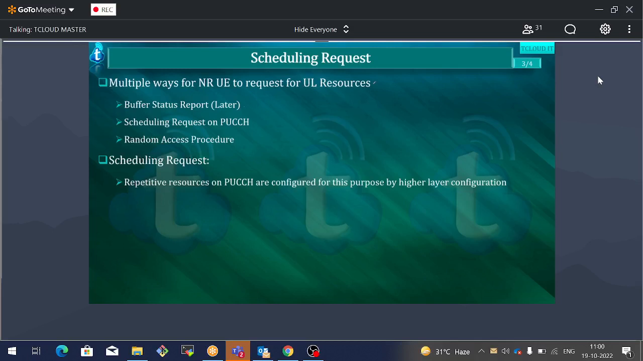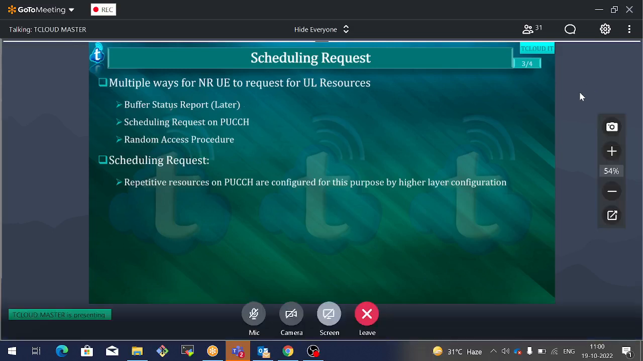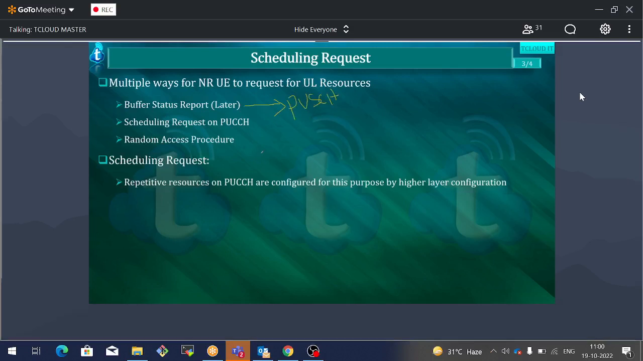If a mobile wants uplink resources, it can send a buffer status report. This buffer status report is sent on a channel called PUSCH. This scheduling request is sent on a channel called PUCCH. The random access procedure is done on a channel called PRACH. Now you can tell me.